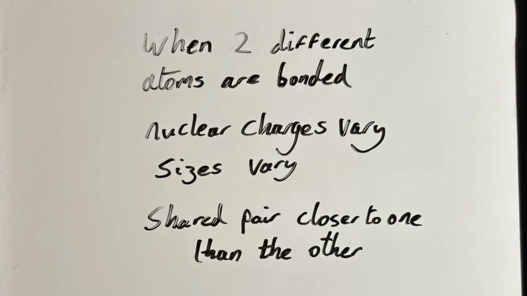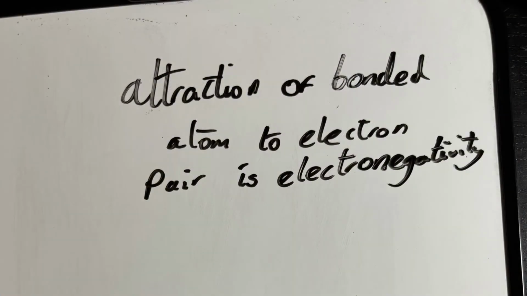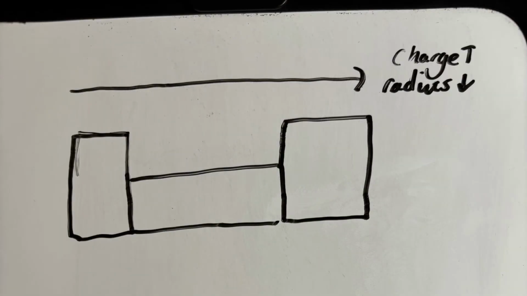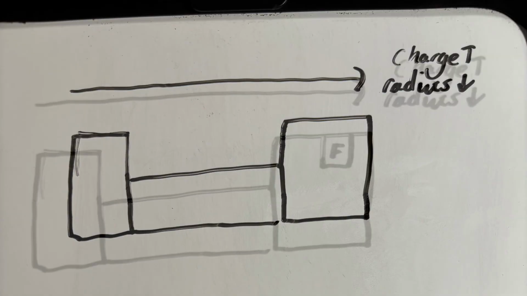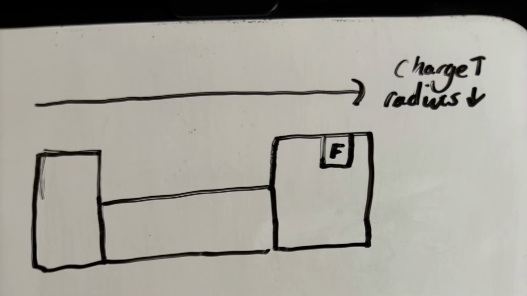When 2 different atoms are bonded, because nuclear charges vary and sizes vary, the shared pair may be closer to one element than it is to the other. And the attraction of the bonded atom to the electron pair we call electronegativity. And electronegativity increases across the period because charge in the nucleus increases and the radius decreases. It also increases going up the groups, and so we can say that fluorine is our most electronegative element.